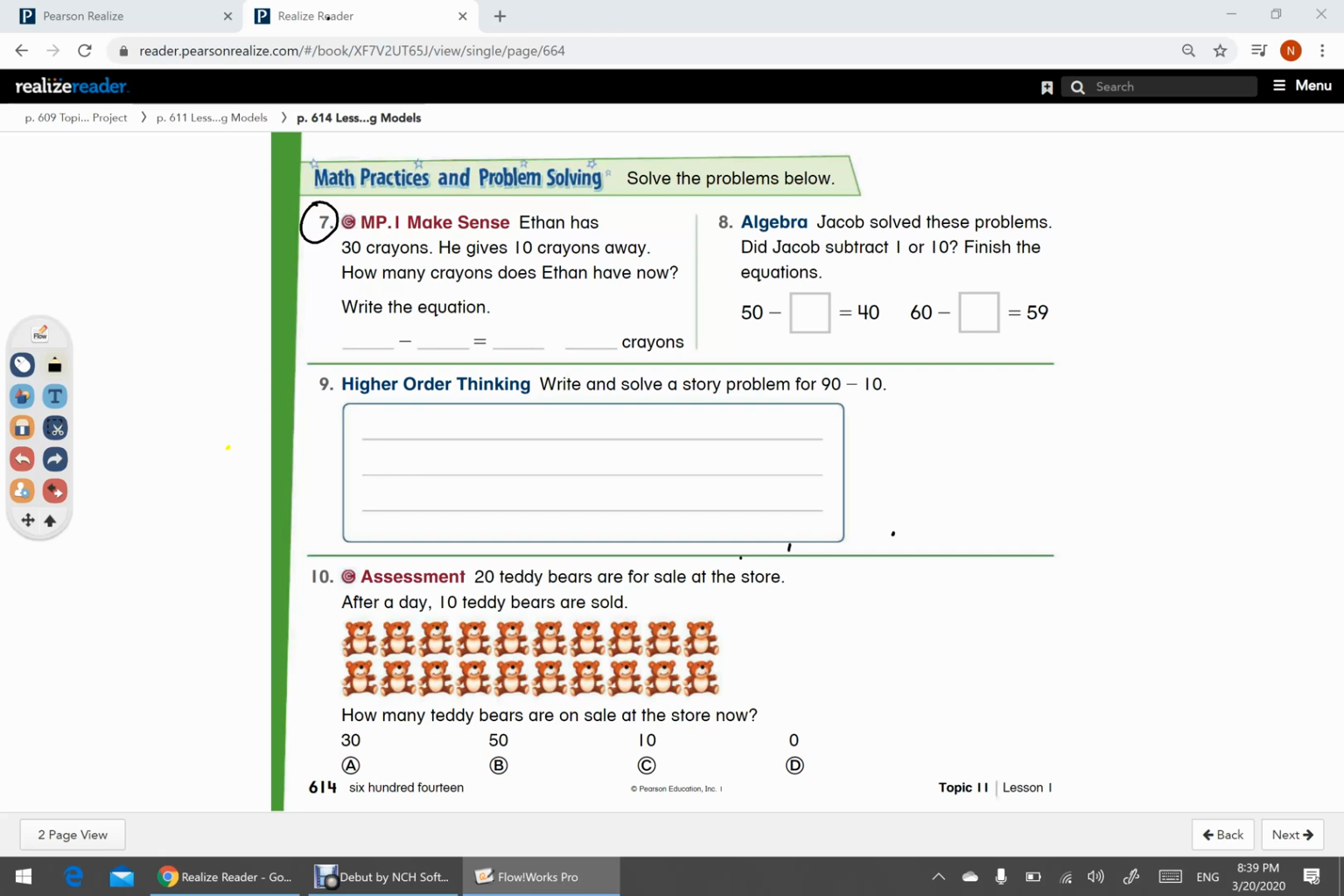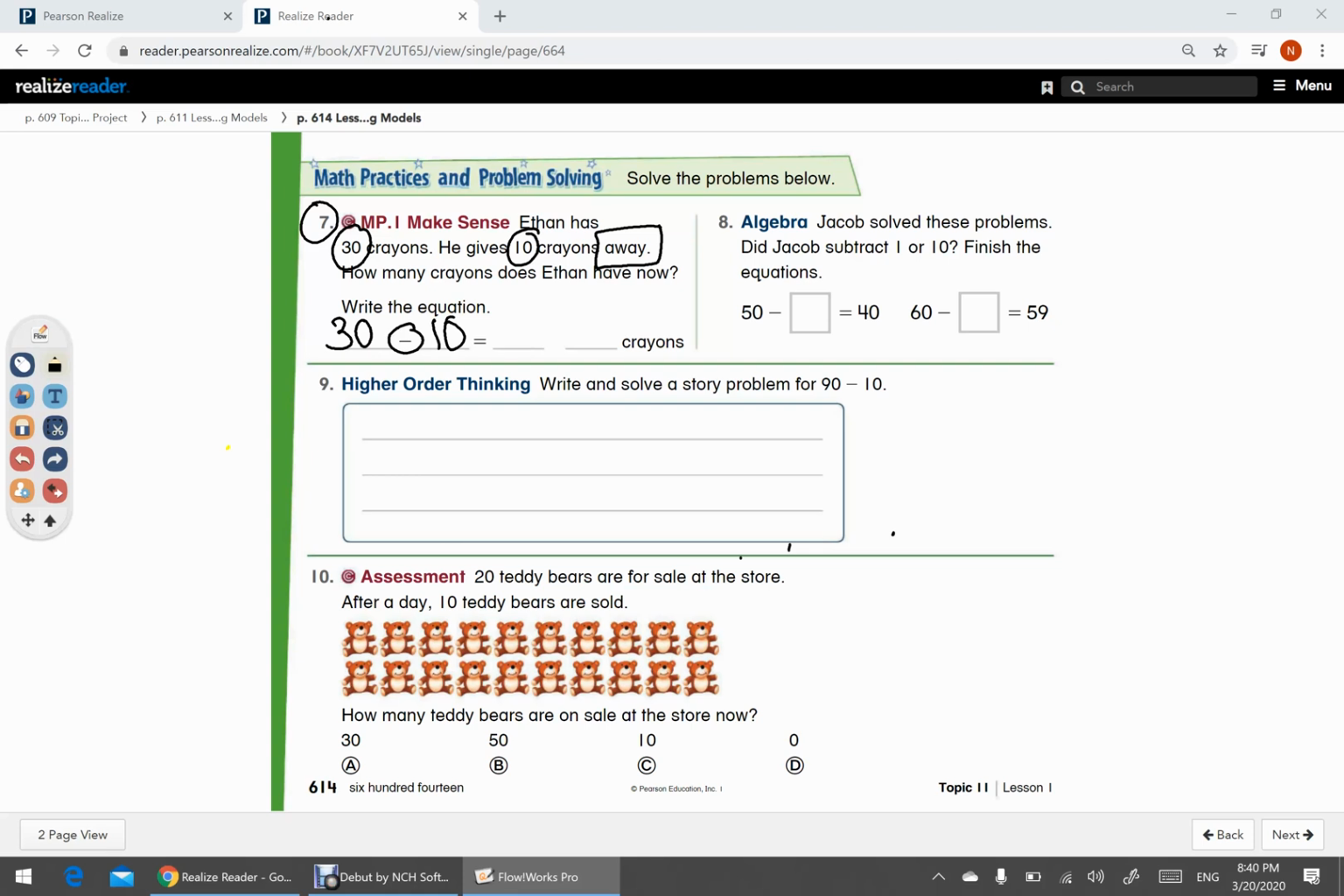Write the equation. I've explained to you, if you have problem solving, circle the numbers, look for the keywords. So here we have 30, we have 10, and the keyword is away. Remember it, left and away? When you have left and away, you will minus. So here we have 30, we have 10. So you can quickly use place value blocks and you can do it.